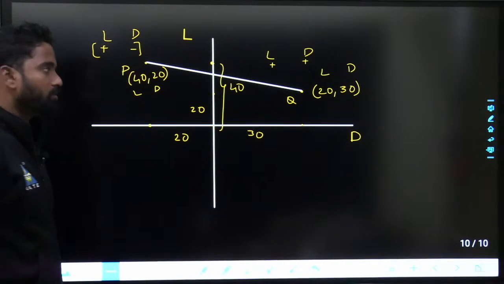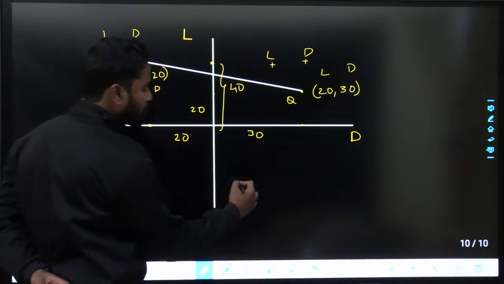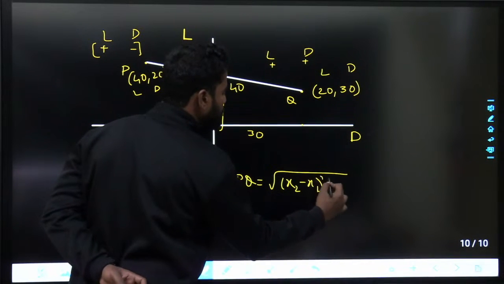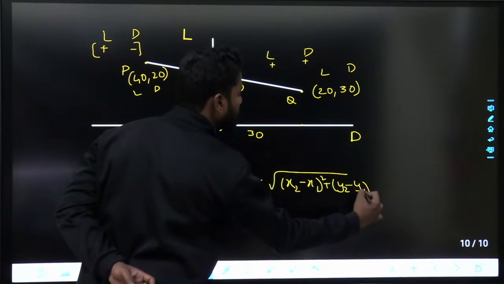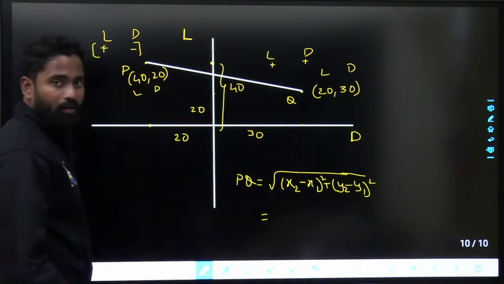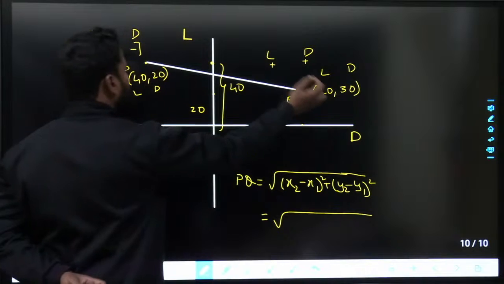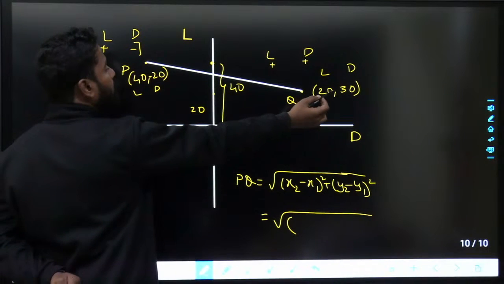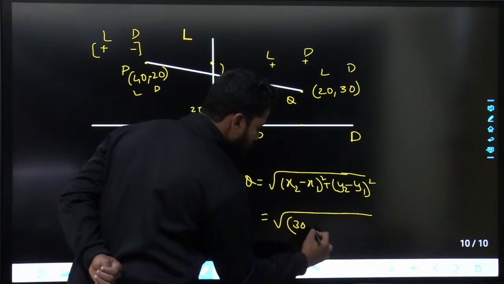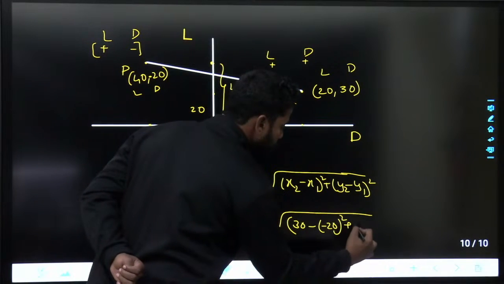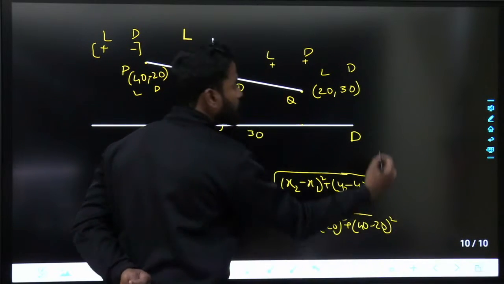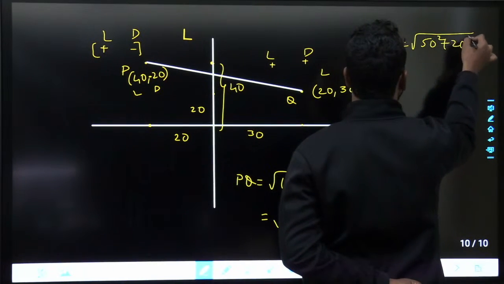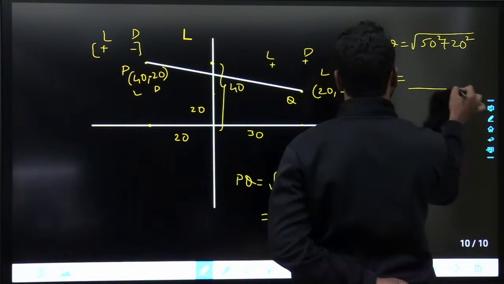How will you find the distance between 2 points? Under root of x2 minus x1 whole square plus y2 minus y1 whole square. Numerically, this is 30 minus of minus 20 whole square plus 40 minus 20 whole square. PQ would be equal to under root of 50 square plus 20 square. What is the value of PQ? Just tell me the answer.